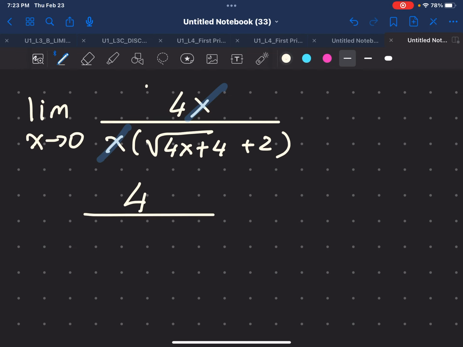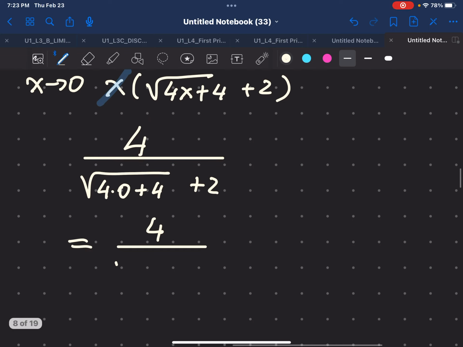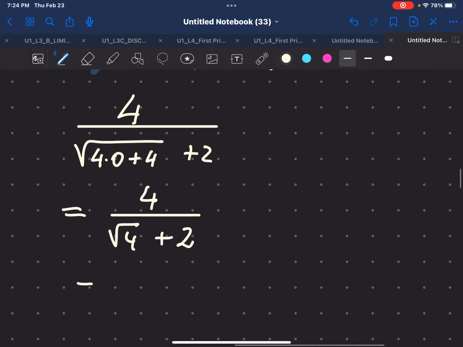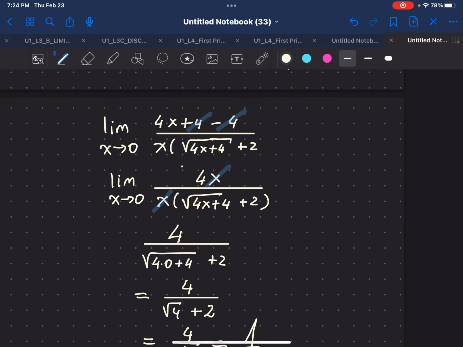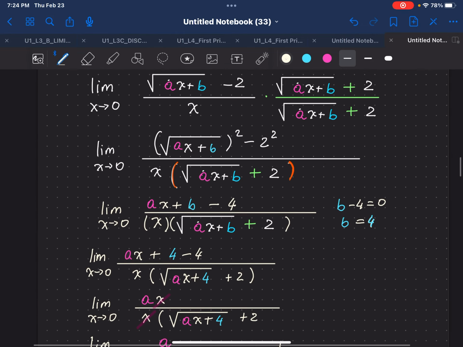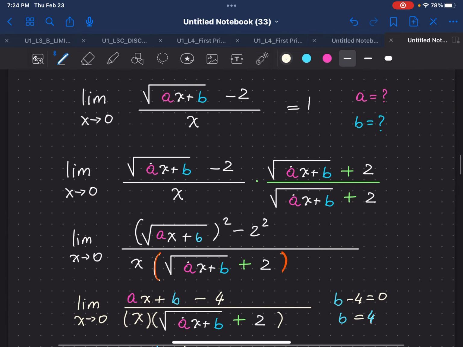And we're ready now to make x equal to 0. So we have a 4. Down here we have the square root of 4 times 0 plus 4 and then plus 2. That would equal 4 over the square root of 4 plus 2, or 2 plus 2. So that will make it 4 over 4, which is equal to 1. So as you can see, a equals 4, b equals 4 both worked, and that would have been the answer to this question. I hope you found this question interesting, and I hope this will help you to actually solve questions similar to this.